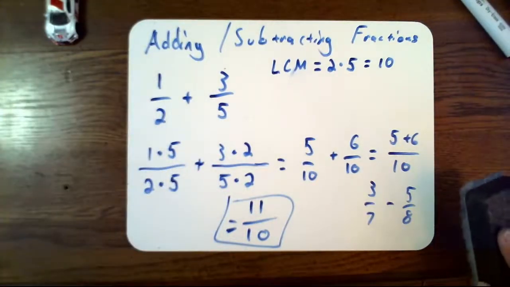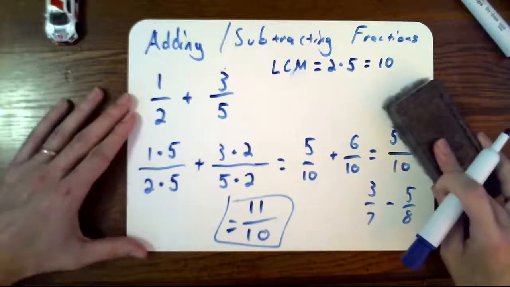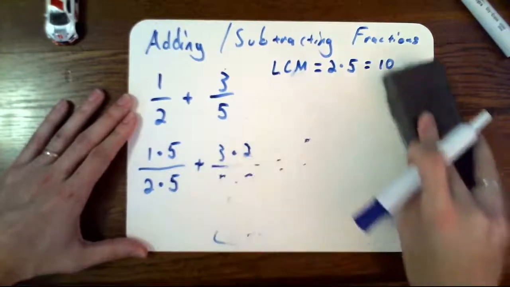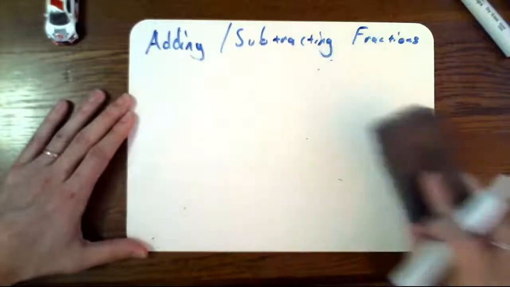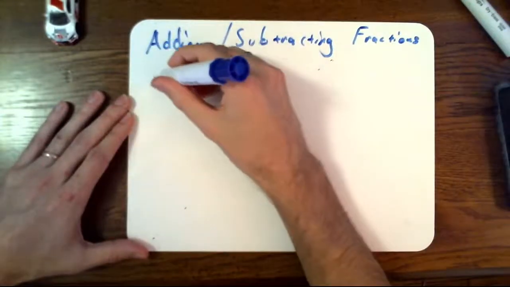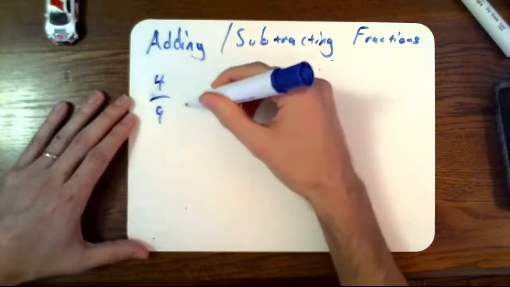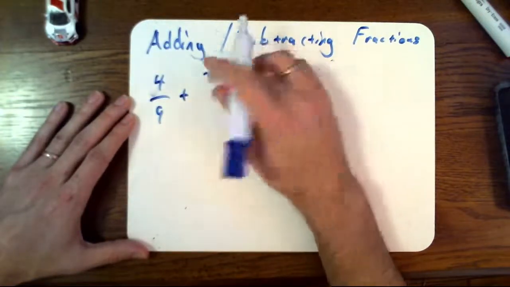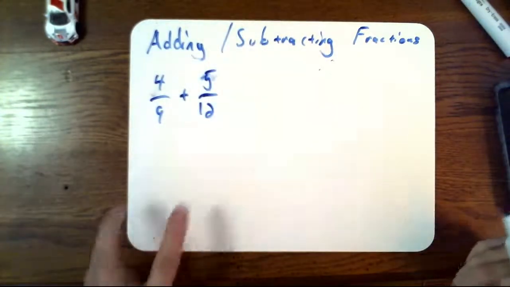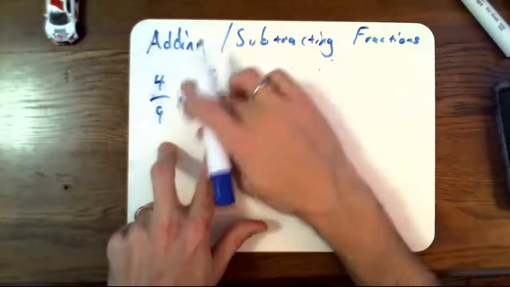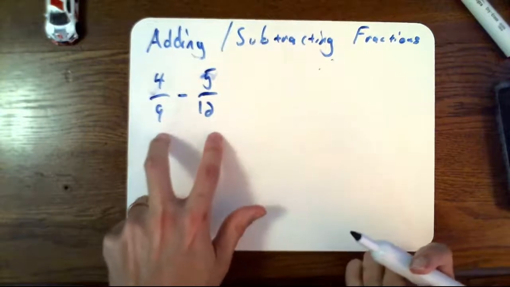Greatest common factor didn't really come into play there, but let's see where this goes. Actually, I'm going to come up with a different one. How about 4 over 9 plus 5 over 12. So now we cannot add these just yet. Let's make this a subtraction problem. We cannot subtract these just yet. Why not? They have to have the same denominator.